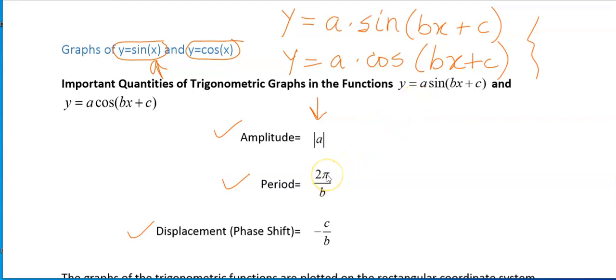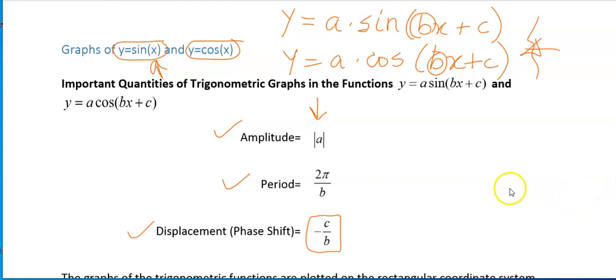The period is 2 pi divided by whatever number is in front of the x. All right, that's for these functions up here, if they're in this form. You look at that b, take 2 pi and divide it by b, and that will be the period of the new function. And for the displacement or the phase shift, here's how you calculate it. Look, it's negative c over b.